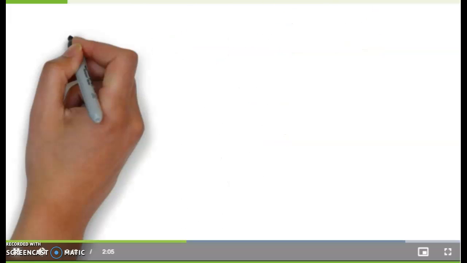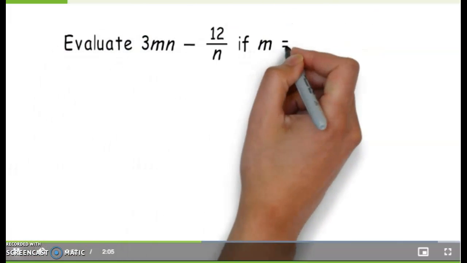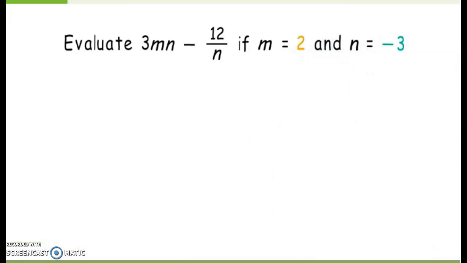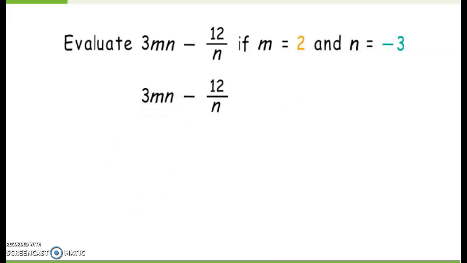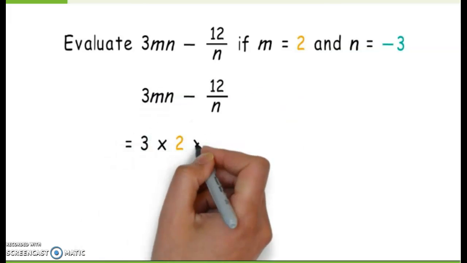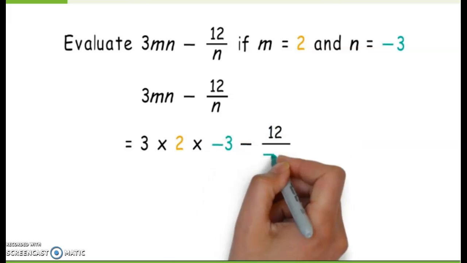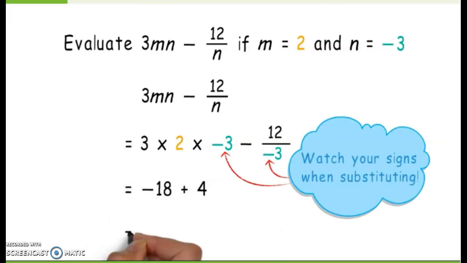Here is another substitution example, where m is 2 and n is -3. After replacing m with 2 and n with -3, the expression becomes 3 times 2 times -3, take away 12 divided by -3. This simplifies to give an answer of -14.